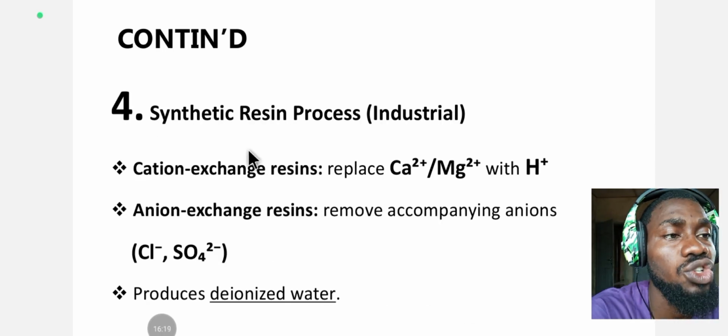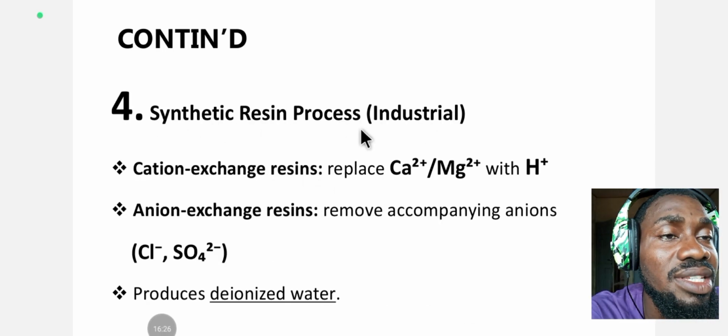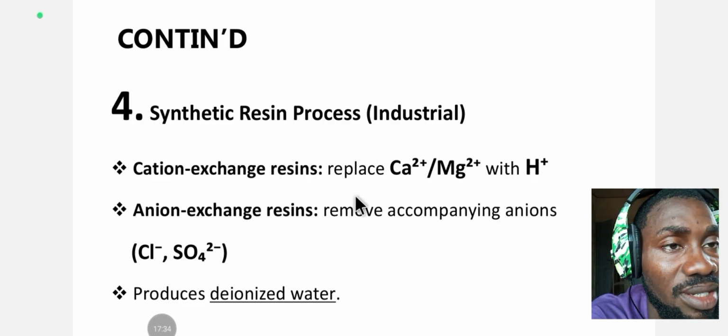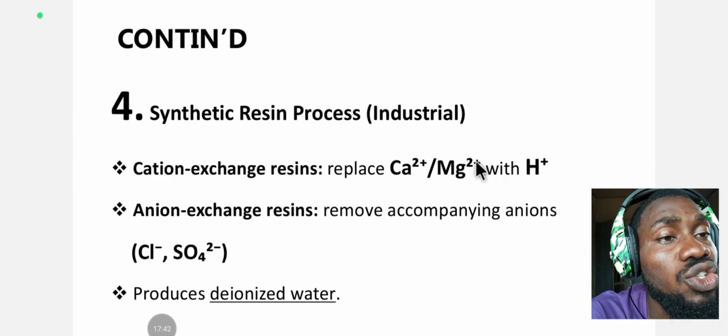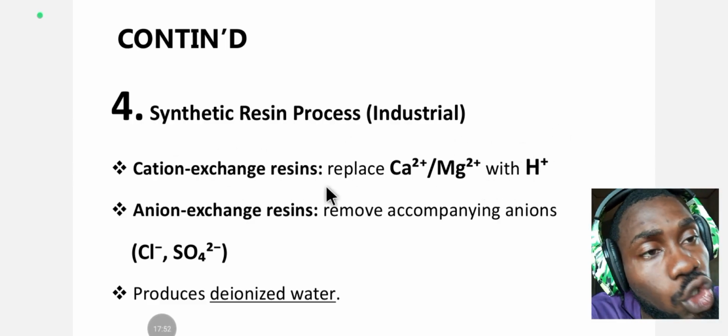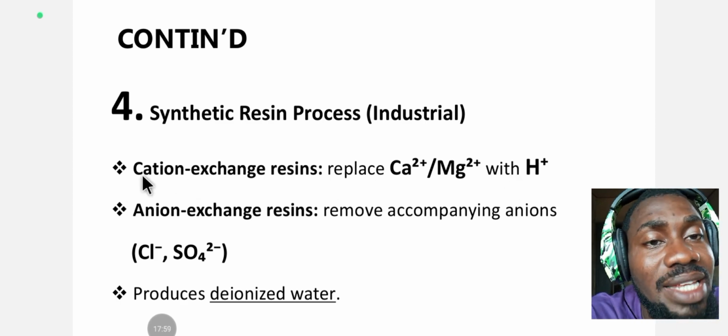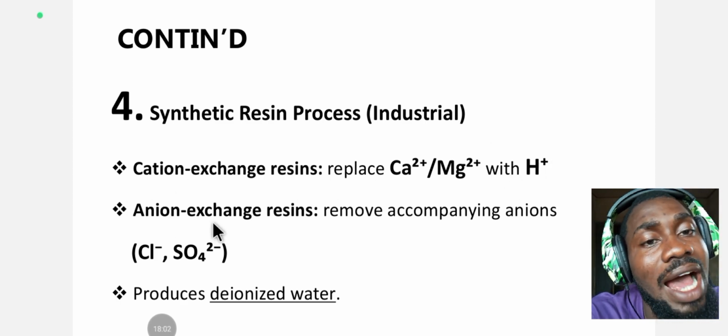The fourth process of industrially or commercially removing permanent hardness of water is through the synthetic resin process. Cation exchange resin process, whereby calcium 2+ ions and magnesium 2+ ions are replaced with hydrogen ions. So this process is used to remove hardness of water through the exchange of the cation. After exchanging the cation, anions are also exchanged.